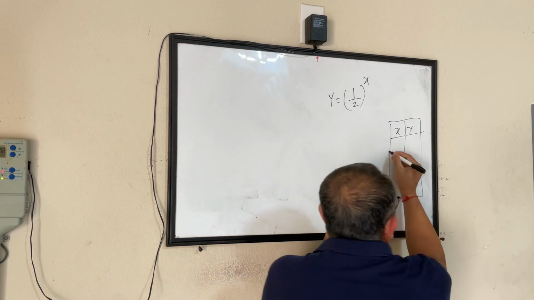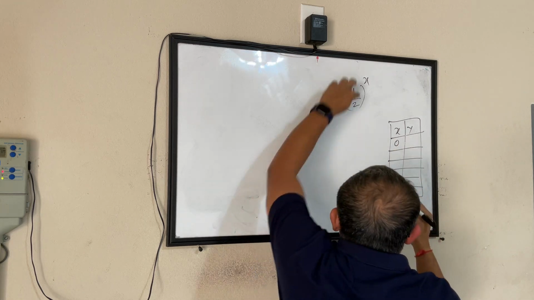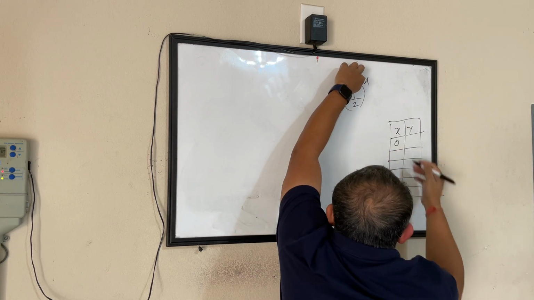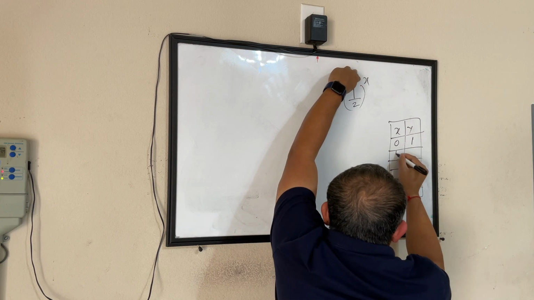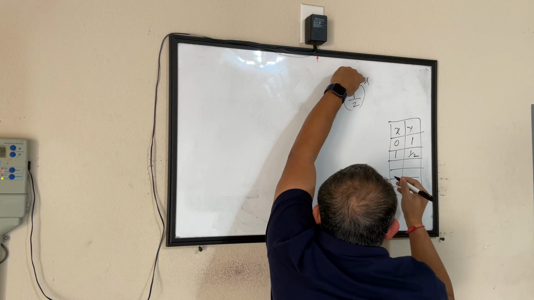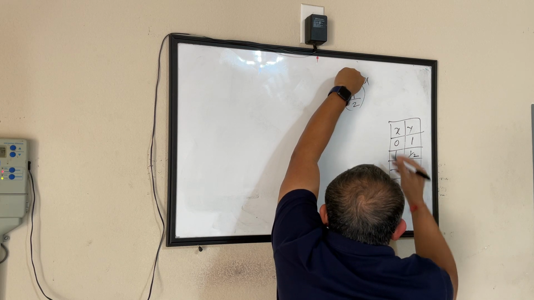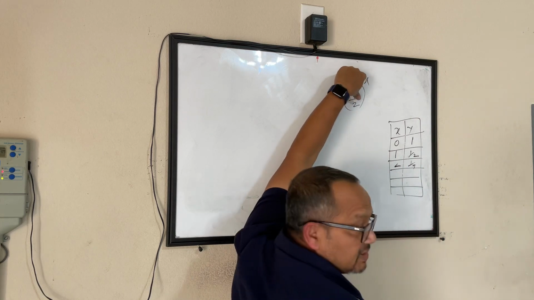Now let's put some numbers real quick and see what happens. When I put x equal to 0, 1 by 2 to the power 0, anything to the power 0 is 1. When I say x equal to 1, this becomes 1 by 2. When I put x equal to 2, it becomes 1 by 2 to the power 2, that is 1 by 4. Let's put some negative numbers also.